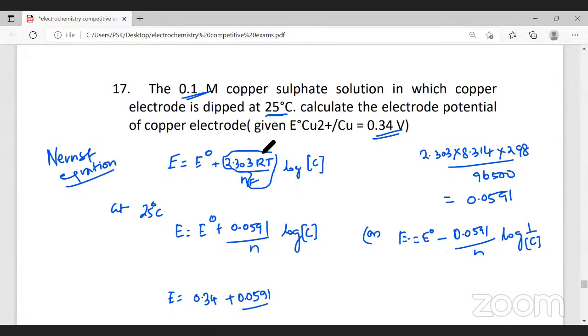0.0591 divided by n. What is n? You can clearly see here it is Cu2+ and Cu. That means here the charge is +2 and here the charge is 0. It means 2 electrons are gained. So n is the valency, and the valency of copper is 2. Into log of concentration; they've given us 0.1 molar.